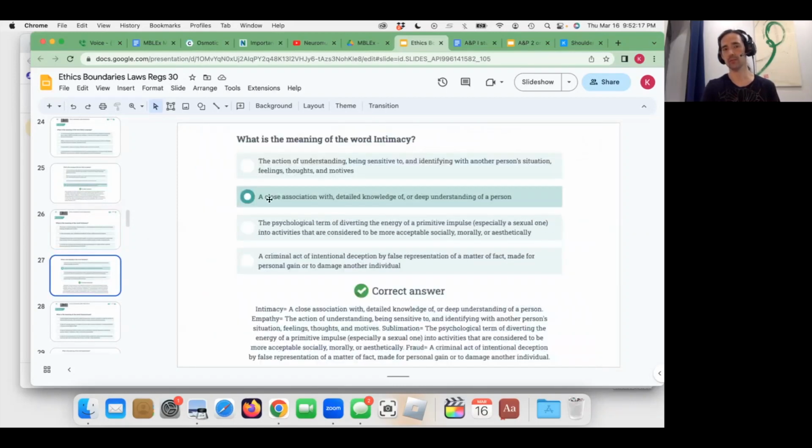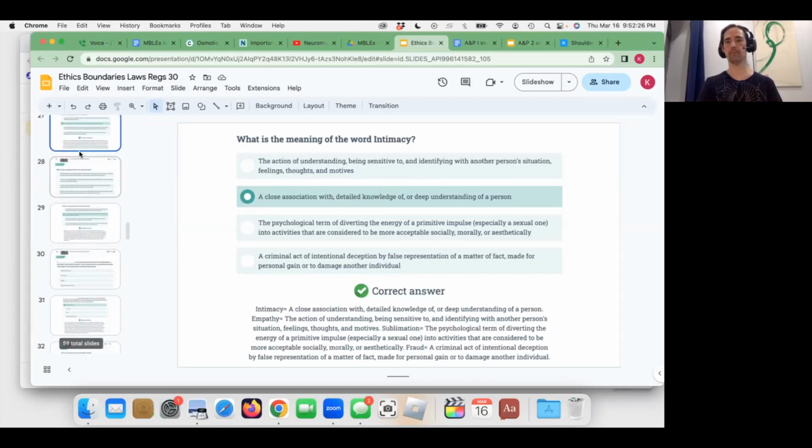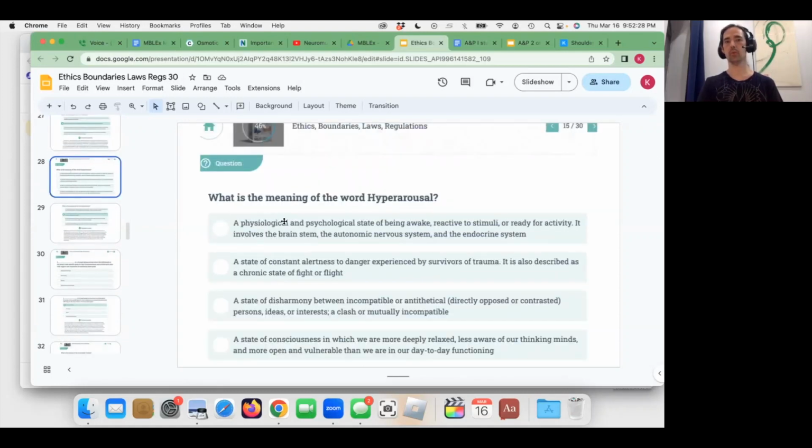What is the meaning of the word intimacy? A close association with or detailed knowledge of or deep understanding of a person. What is the meaning of the word hyperarousal? A physiological and psychological state of being awake, reactive to stimuli, or ready for activity. It involves the brainstem, the autonomic nervous system, and the endocrine system.